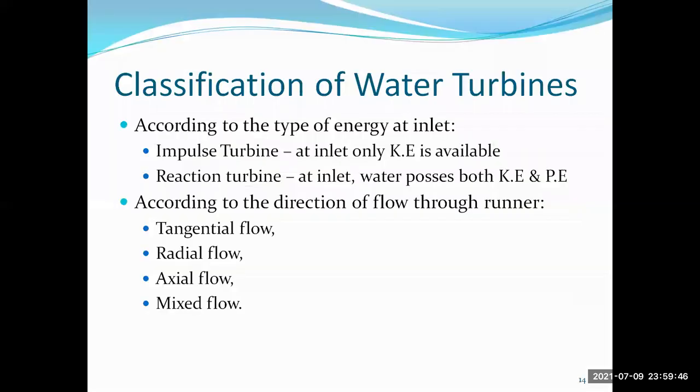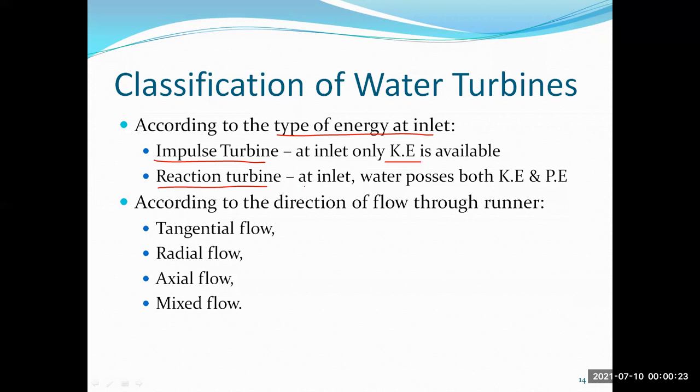So we have different types of turbines based on different parameters. The first classification is based on the type of energy at the inlet. Based on the type of energy available at the inlet, it is classified into impulse turbine and reaction turbine. Impulse turbine means the energy available at the inlet is only kinetic energy, and the Pelton wheel is an example of the impulse turbine.